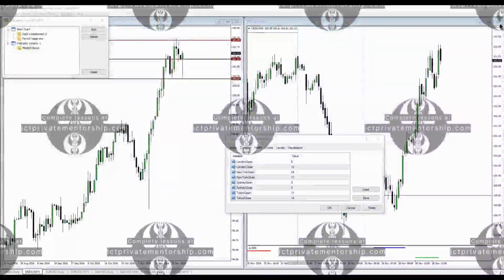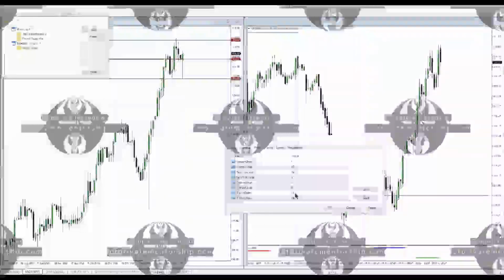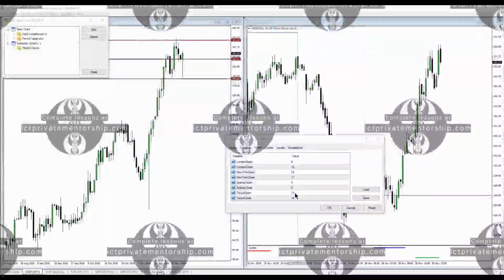The New York Open is going to be delineated by 11, which is 7 a.m. to 14.